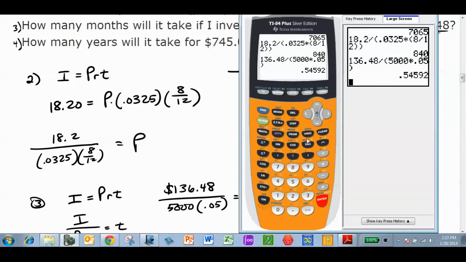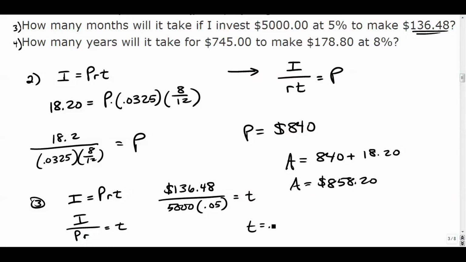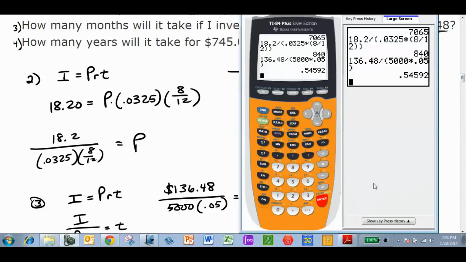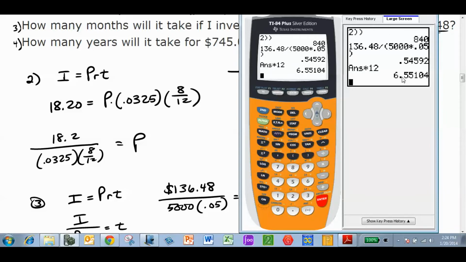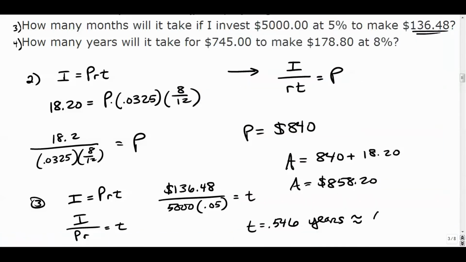So there's my time, right? My time is given in a decimal, 0.546. So T is 0.546. Now that's always going to be given to you in terms of years. This question wants it in terms of months. So let's just multiply that times 12. And we'll see that we get about 6.5 months. About 6.5 months for number 3.